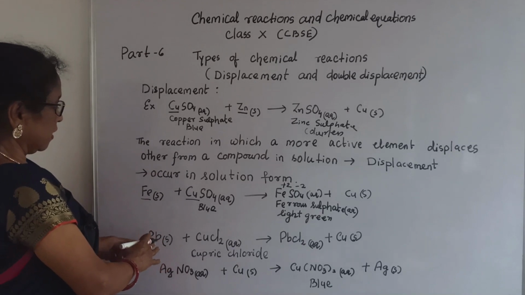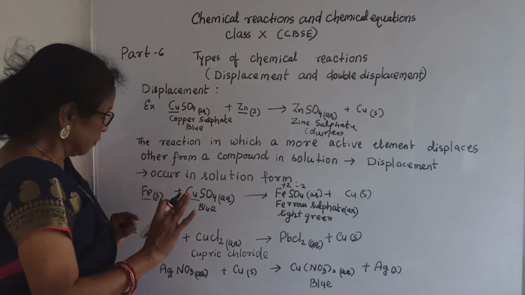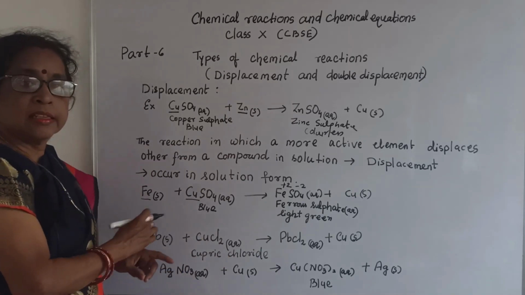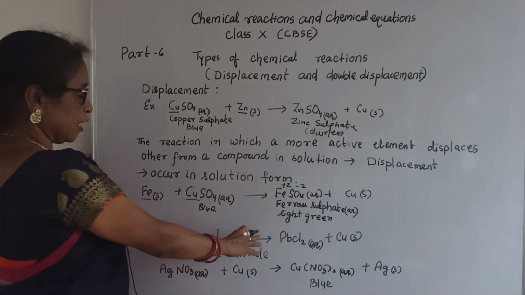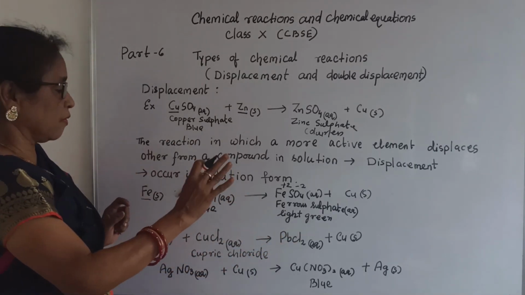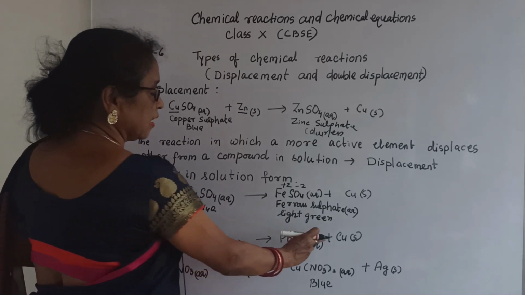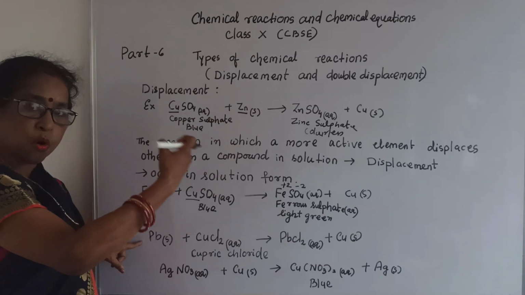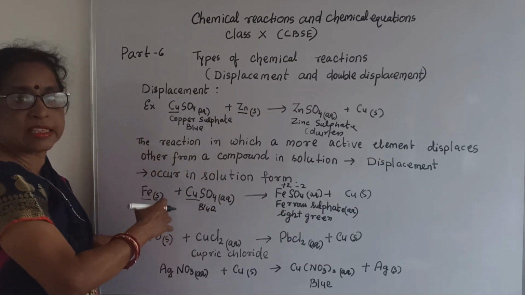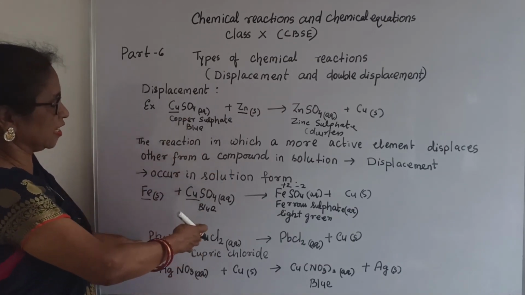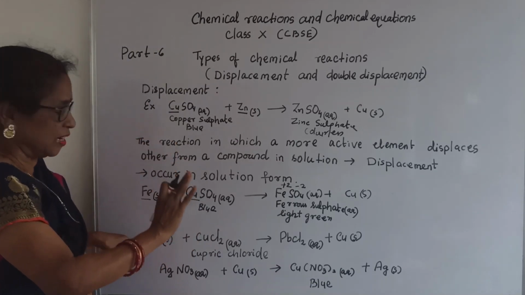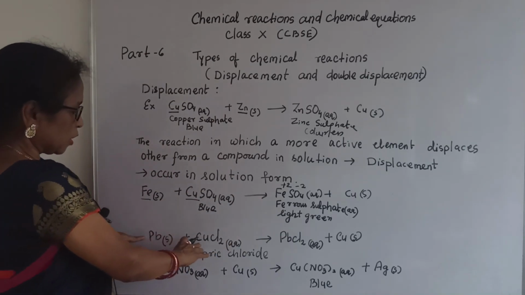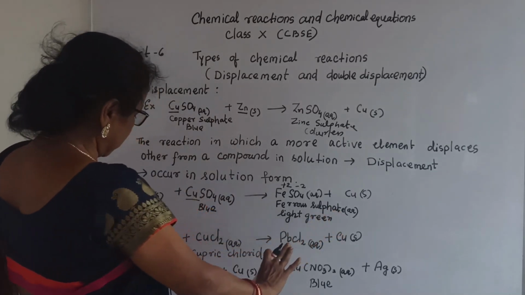This is also one type of displacement. Now here you can see cupric chloride and lead, solid. What happens here? PbCl2, lead chloride, is formed, which is colorless, and copper is formed. That indicates lead is more active than copper. You can see copper is the least active element in all these reactions. Pb plus CuCl2 gives PbCl2 plus copper.